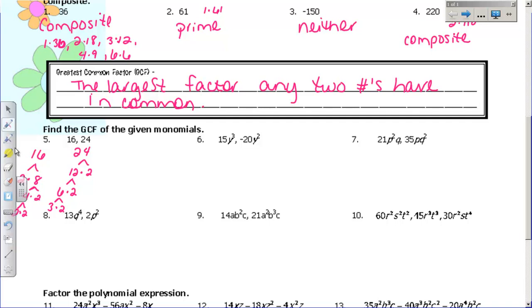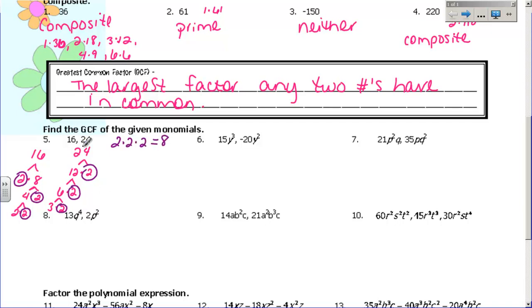So now I'm just going to look at all of the prime numbers, the numbers that don't have trees underneath them, and I'm going to see which ones they have in common. Well, I see that 16 has a 2, and so does 24. 16 has another 2, and so does 24. 16 has a third 2, and so does 24. So they have 3 2's in common. So the GCF for 16 and 24 is 2 times 2 times 2, which is 8. So the greatest common factor of 16 and 24 is 8.